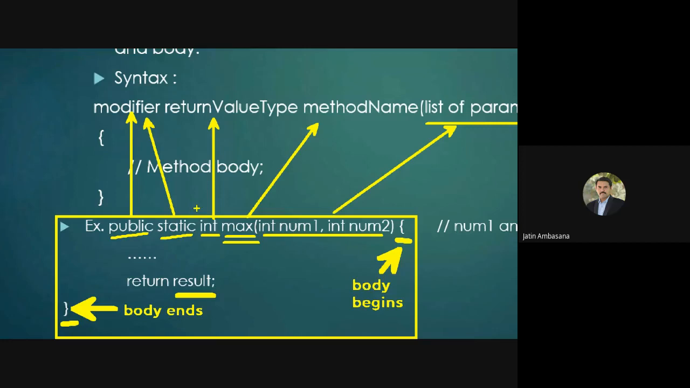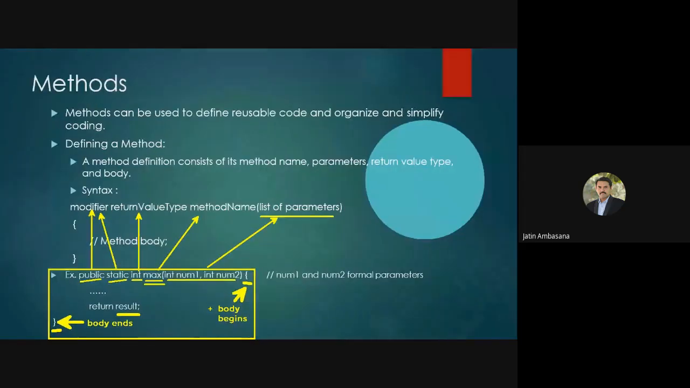If it would have been void over here, instead of int, then there was no need of this particular return statement. Then there was no need at all. Okay. So that is how you define a method.